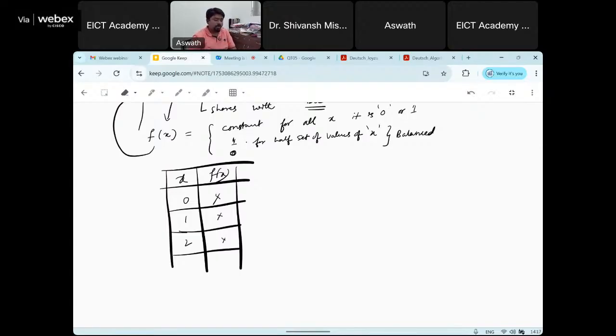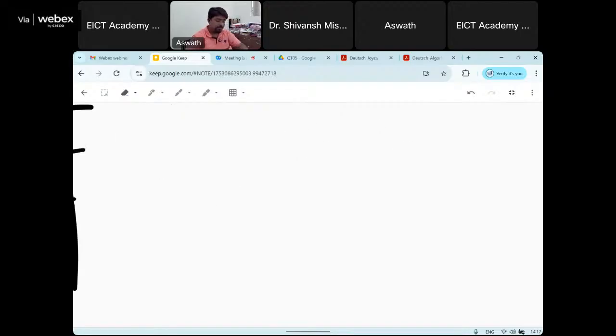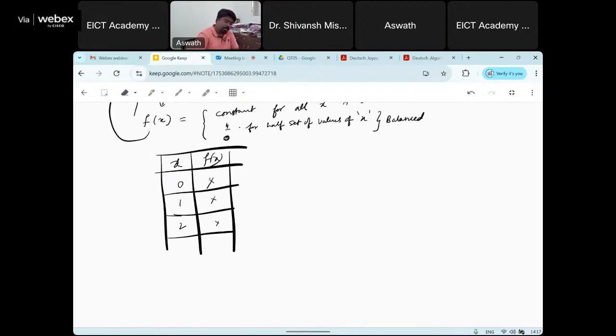So in general, how many iterations are required to figure out whether the function is balanced or not? For Alice, at max, on her worst day, she would need 2 to the power of n by 2 plus 1. Okay, let me remove that.